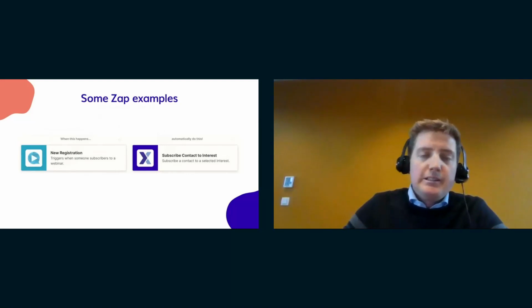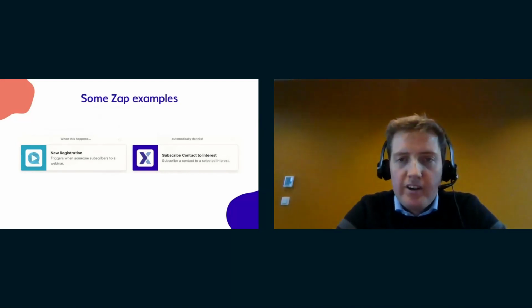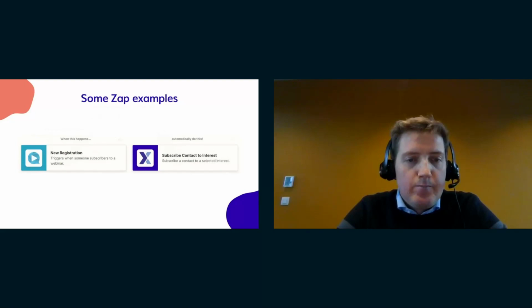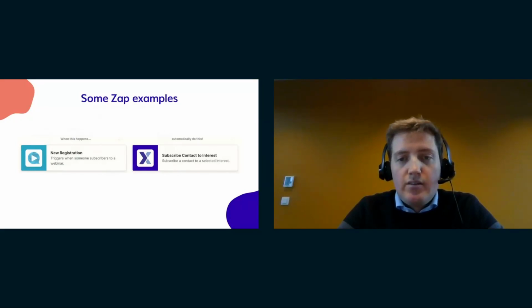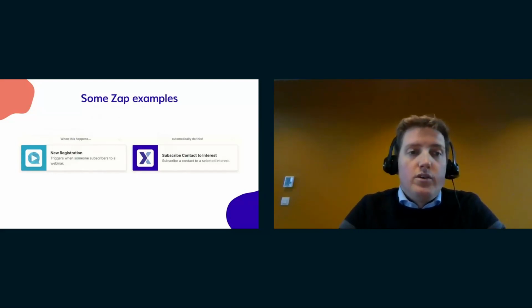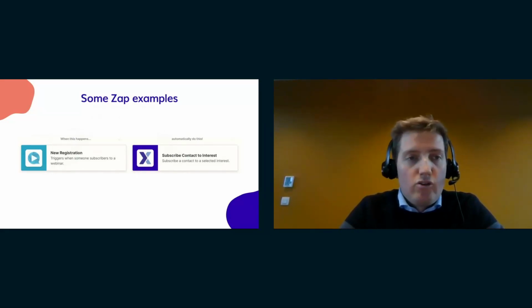Some examples of Zaps between Webinar Geek and Flexmail could be that when you get a new registration in Webinar Geek, you can use Zapier to add an interest to the contact in Flexmail automatically. So this way you can segment your contacts in Flexmail to send targeted campaigns to those contacts about your next webinars or about a survey for the webinar that was just completed.